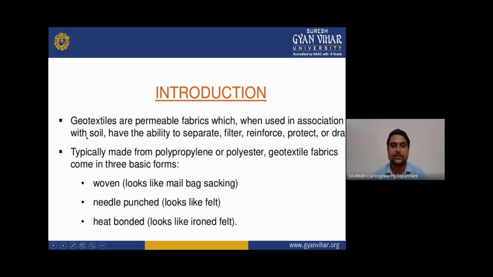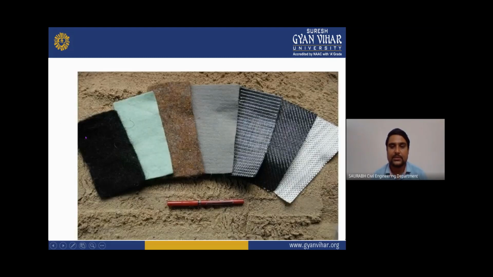First, we will see the introduction. Geotextiles are permeable fabrics which, when used in association with soil, have the ability to separate, filter, reinforce and protect. Typically, they are made of polypropylene or polyester. Geotextile fabrics come in three basic forms: woven, needle punched, and heat bonded. As you can see, this is an image of geotextile, which is generally used in the work of soil stabilization.